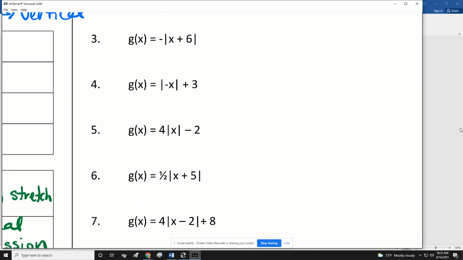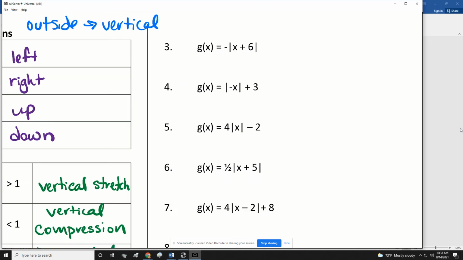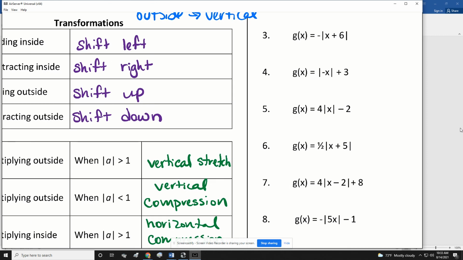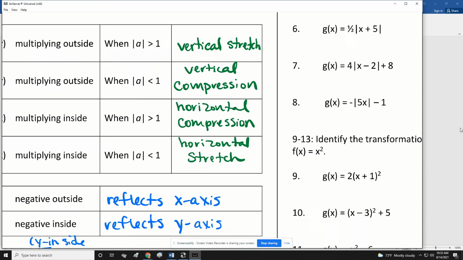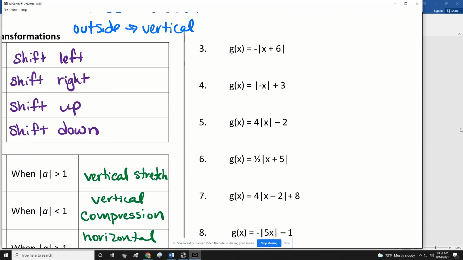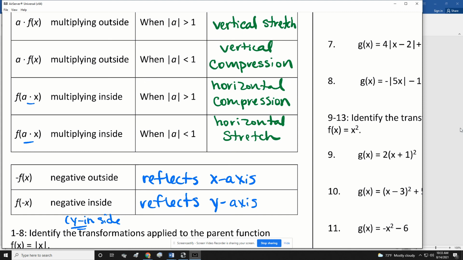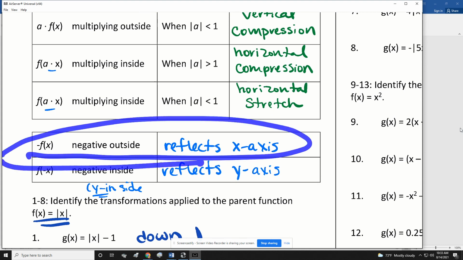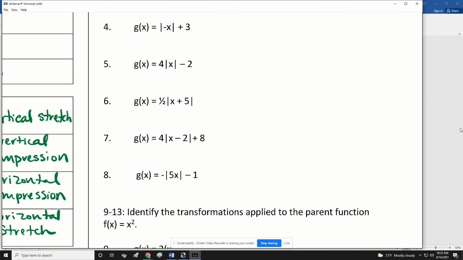Go over to number 3. All right, so we're still talking about shifting just the absolute value of x graph. Number 3 has two transformations. So one of them is that negative. And that negative is outside of the absolute value. So that's going to be this one right here. And the negative outside reflects it on the x-axis.